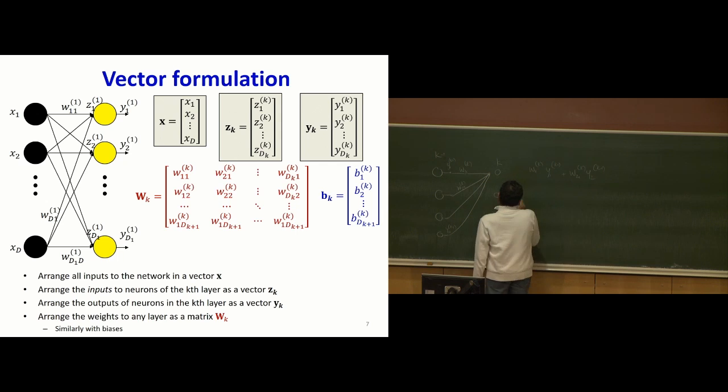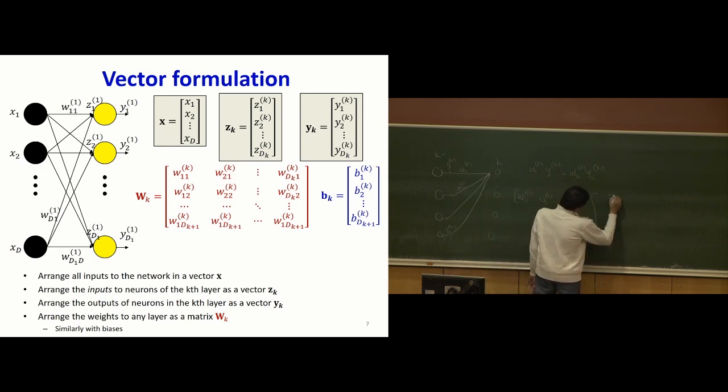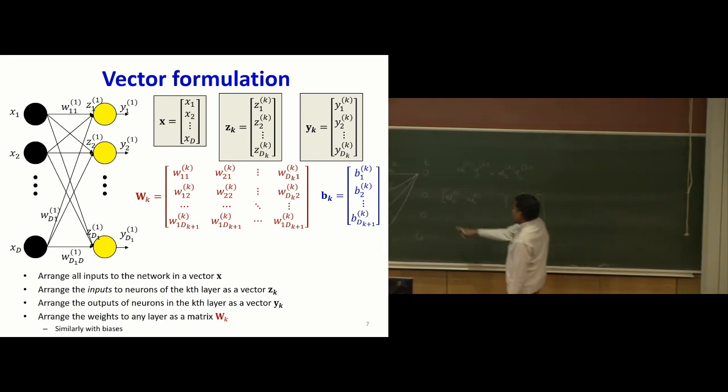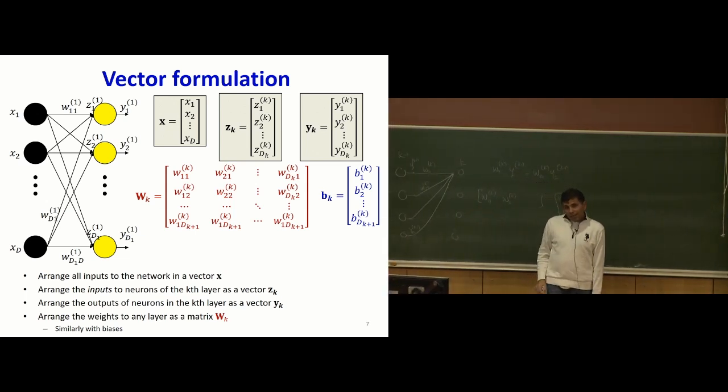So I can write this whole thing in vector form as W11 of k, W12 of k, and so on, times this vector, which is y1 of k minus 1, y2 of k minus 1, and so on. And this is just the affine combination that goes into the first neuron of the next layer. So I could write a similar set of equations for the second guy.